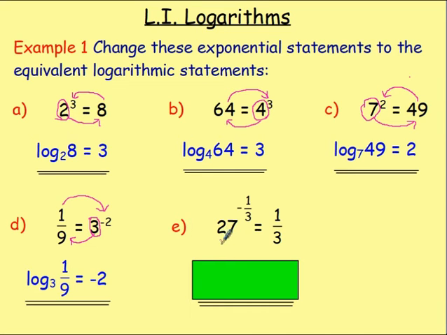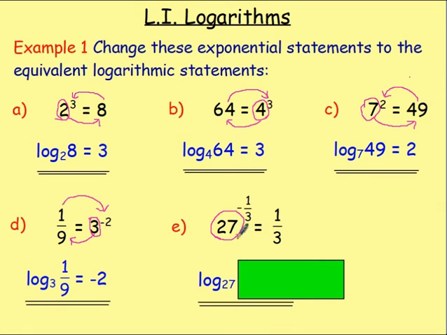Go to the other question. We've got 27 to the power of negative 1/3 equals 1/3. So writing that in logarithmic form, start with the base. You know that's 27 because it's 27 to the power of something. So we're going to have log base 27. After that, base, bottom, top, so draw a line at the bottom to the other side, and we have 1/3.